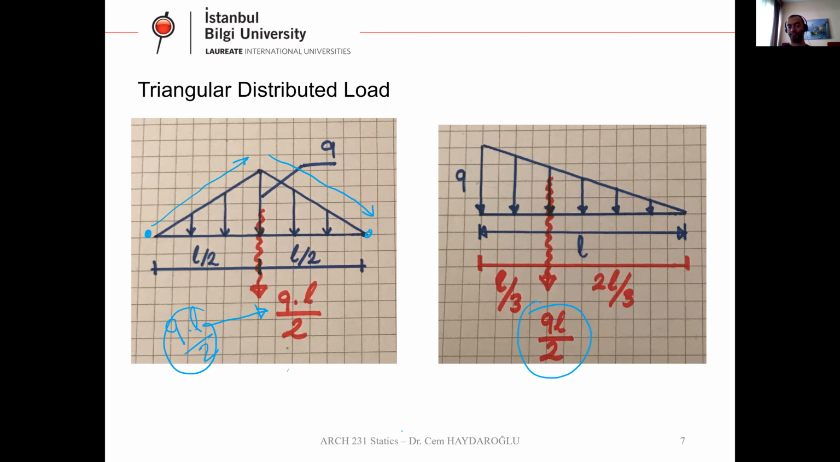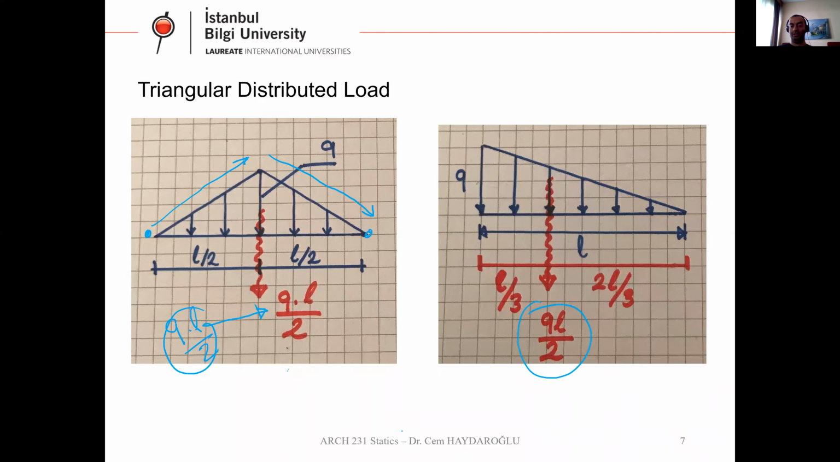But here, be careful. Watch out. We need to find its location. We are using here the 1/3 rule. Actually, this is not about a statics course. It's about the geometry. I'm just using the geometry rules here in my calculations. I'm not doing a new calculation.